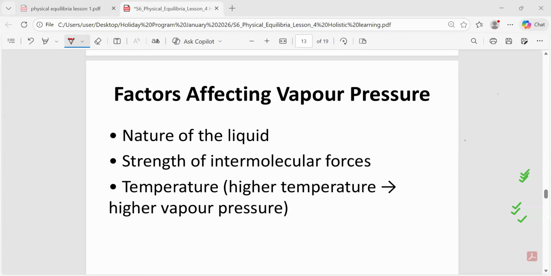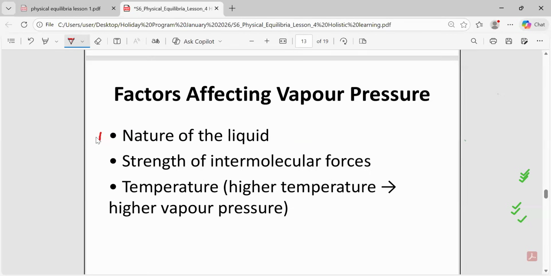Now, when you look at the factors, we're looking majorly at these two: the nature of the liquid and the temperature. When you talk about the nature of the liquid, this is where we talk about intermolecular forces of attraction. If you look at different liquids, maybe petrol, water, ether, you'll find that the intermolecular force of attraction for petrol and for water are not the same. So that also affects it.